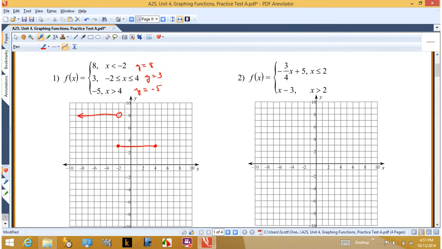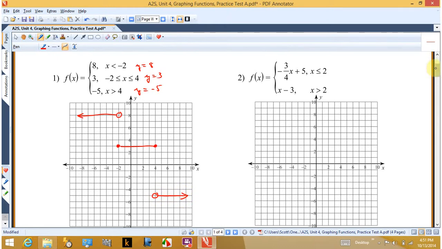And last, we have y equal to negative 5, where x is greater than 4. Here's a negative 5. Here's where x is equal to 4. Now we can't equal 4, so we're going to use an open dot. Here's the values where x is greater than 4.